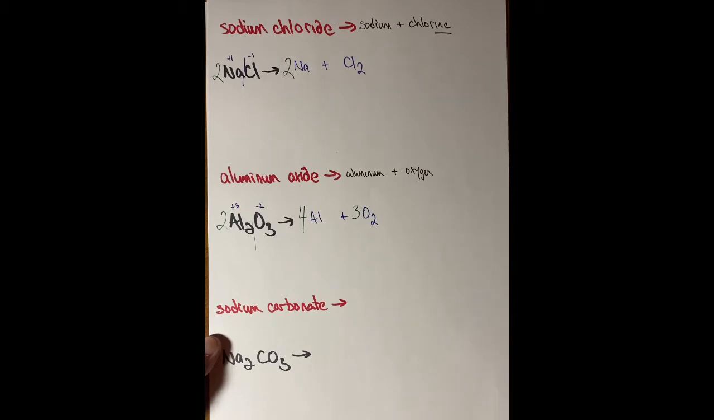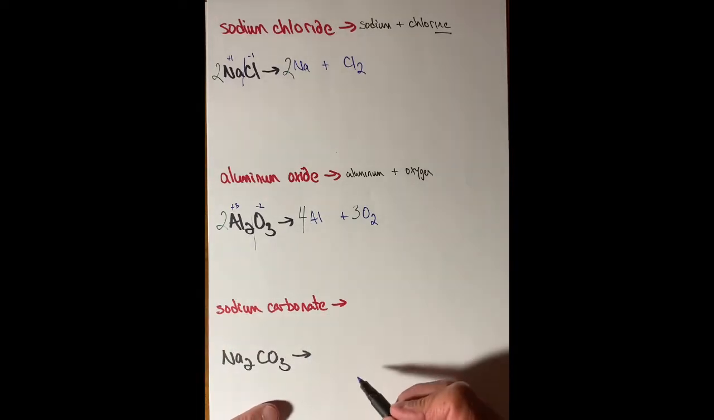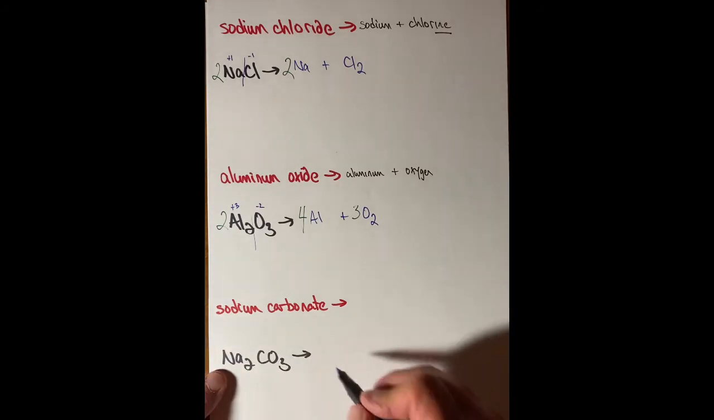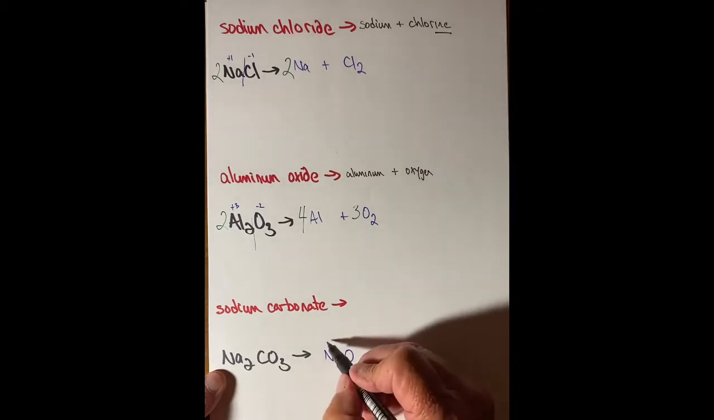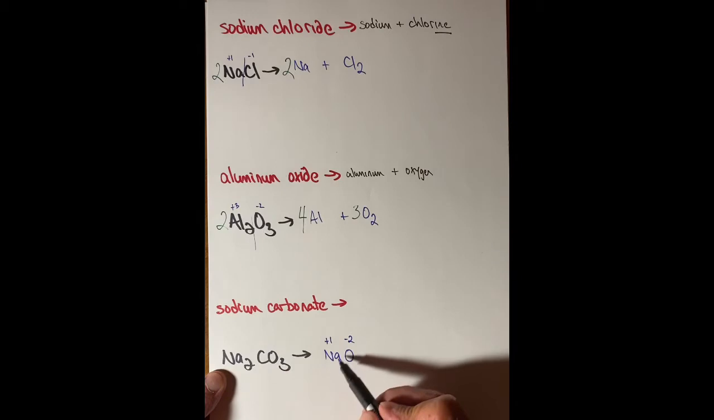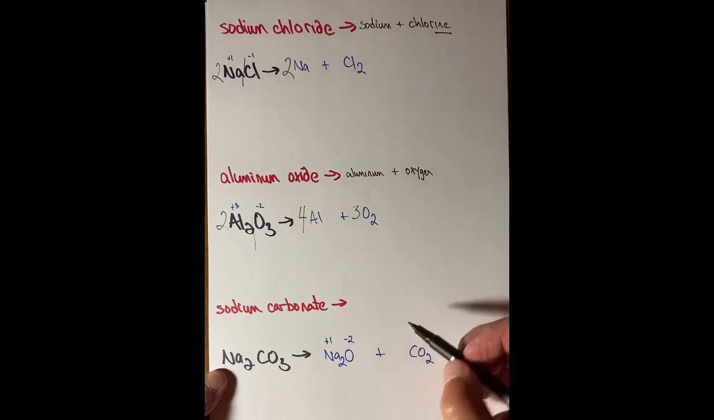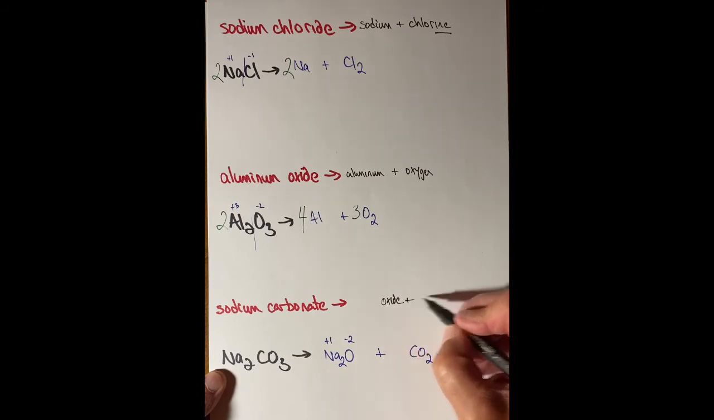So again, I like to go right here. I know I am going to produce an oxide. Now the oxide that I'm going to produce is with sodium. So sodium and oxygen are going to go together. Sodium has a +1 valence. Oxygen has a -2 valence. When I crisscross, I'm going to get Na2O, and it also produces carbon dioxide. And then we already know the formula for that. So in this case, it produces an oxide and carbon dioxide.